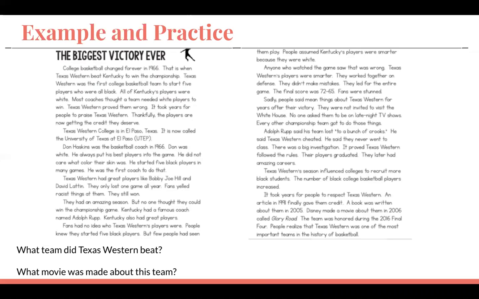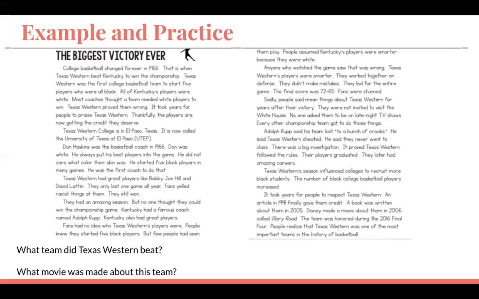Texas Western had great players like Bobby Joe Hill and David Lattin. They only lost 1 game all year. Fans yelled racist things at them, but they still won. They had an amazing season, but no one thought they could win the championship game. Kentucky had a famous coach named Adolph Rupp. Kentucky also had great players. Fans had no idea who Texas Western's players were. People knew they started 5 black players, but few people had seen them play.